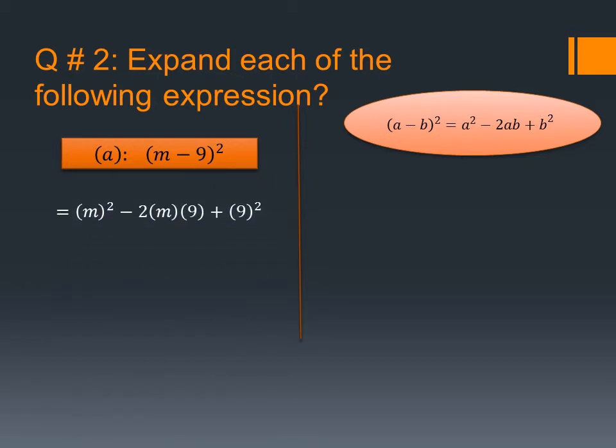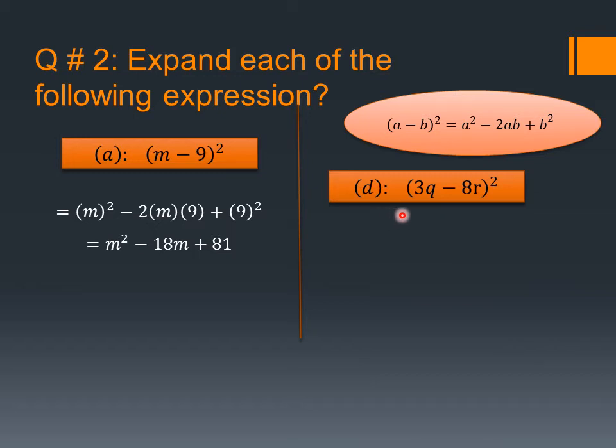Applying the right side of the formula, a square minus 2ab plus b square. So instead of writing a, I have written m square minus 2m9 plus 9 square. Opening the brackets and taking the square, we will get our answer, which is m square minus 18m plus 81. That is the end of the first part.